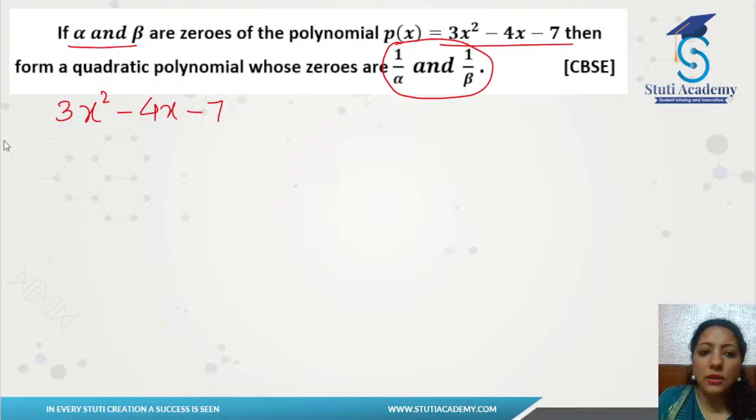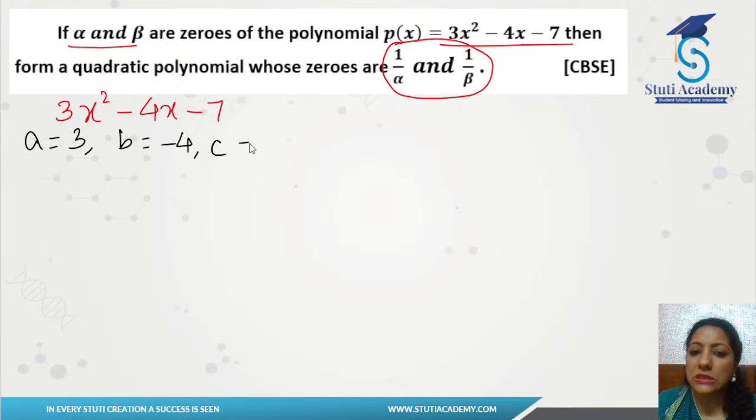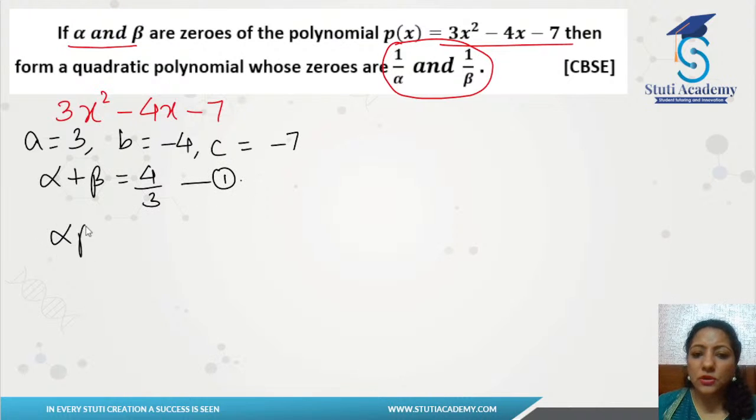So I'm going to write this polynomial here. Then I know here a is 3, b is minus 4 and c is minus 7. Sum of the zeros, I'm actually talking about alpha and beta here. Alpha plus beta, that is minus b by a. So that is 4 by 3. And the product of the zeros here is minus 7 by 3. That is actually c by a.